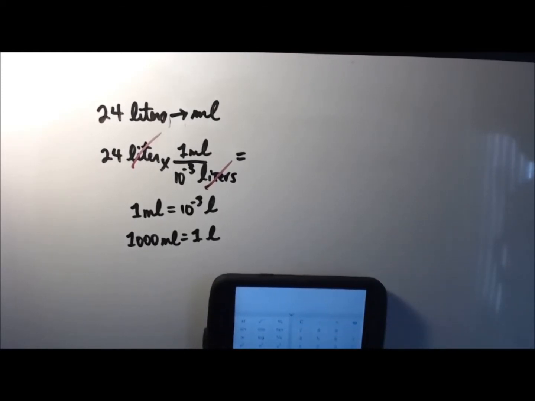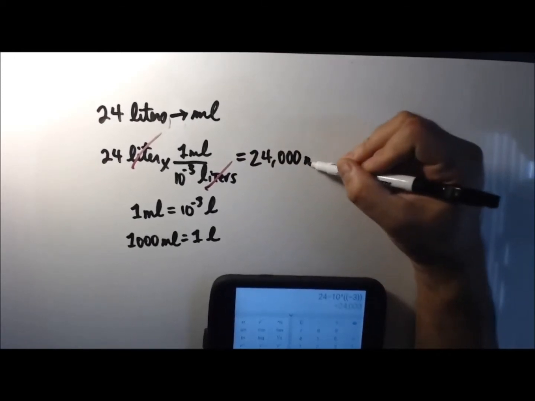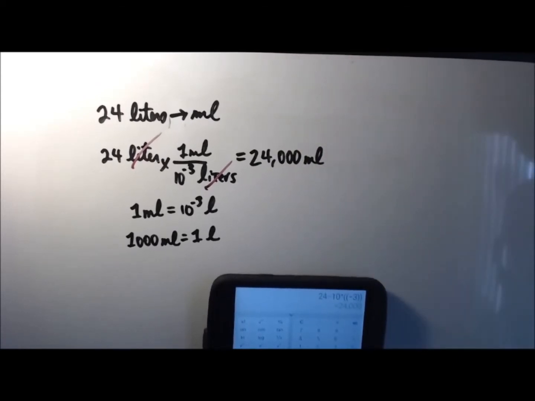It is 24 times, nope, I did it again, divided by 10 to the negative third power. That does not look right. But let's see here, 24,000 milliliters. And let me tell you, this is exactly why you want your own calculator that you use on a regular basis, because this can get confusing. All right, let me get this out of the way.